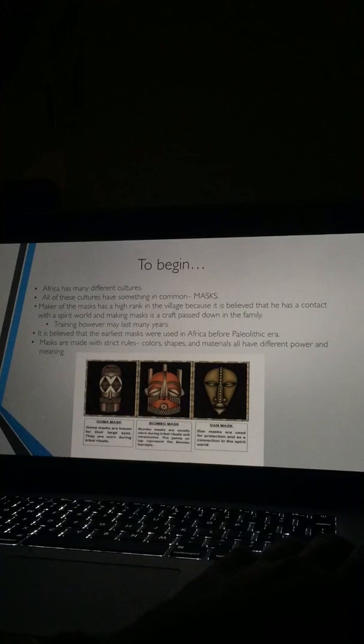It is believed that the earliest masks were used in Africa before the Paleolithic era. Masks are made with strict rules. Colors, shapes, and materials all have different power and meaning. And here at the bottom you can see the Goma mask, Biombo mask, and the Dan mask that all have different usage and meanings.